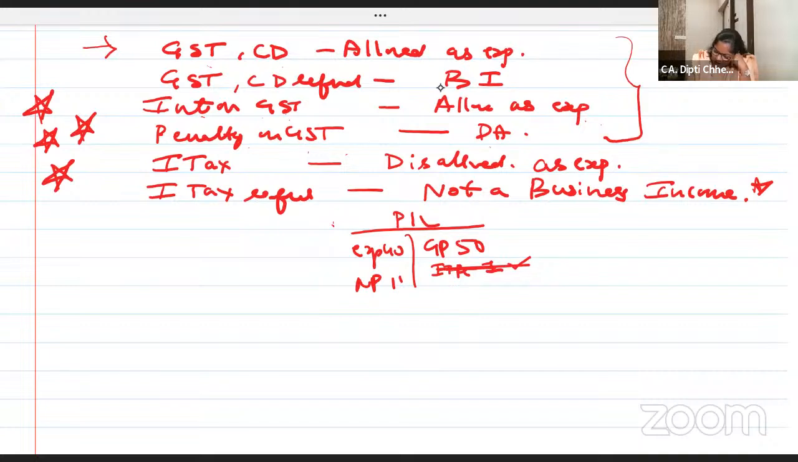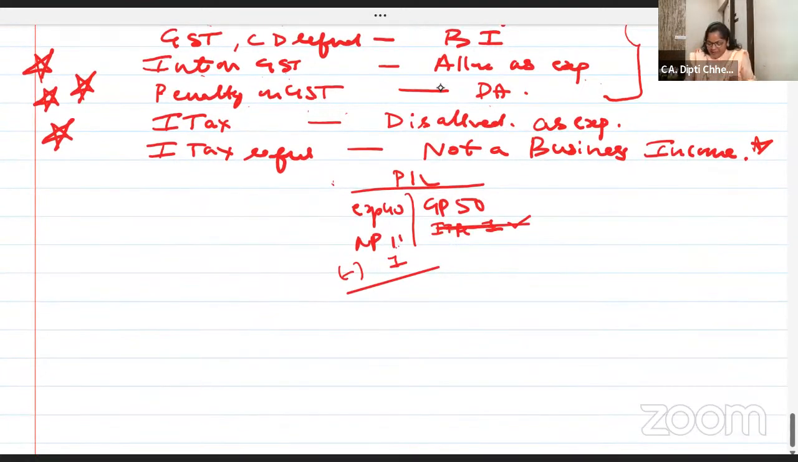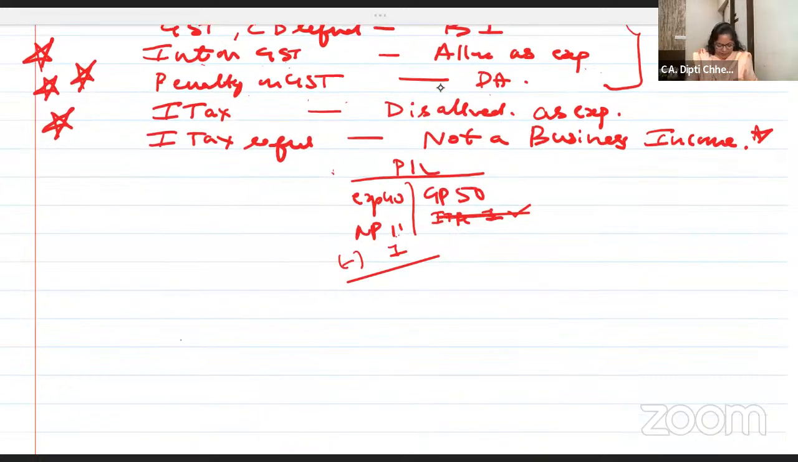Okay. So interest on IT refund is not my business income. If I remove it, will my profit reduce from 11 to 10? Yes. So what I will do? Deduct. Interest on IT refund, right? Interest on IT refund, definitely, is your taxable income. But where? In income from other sources.